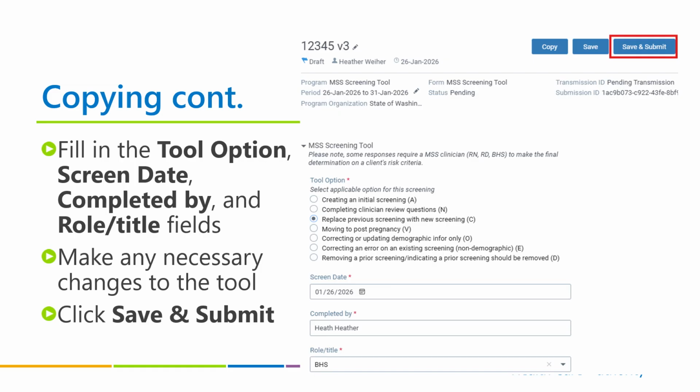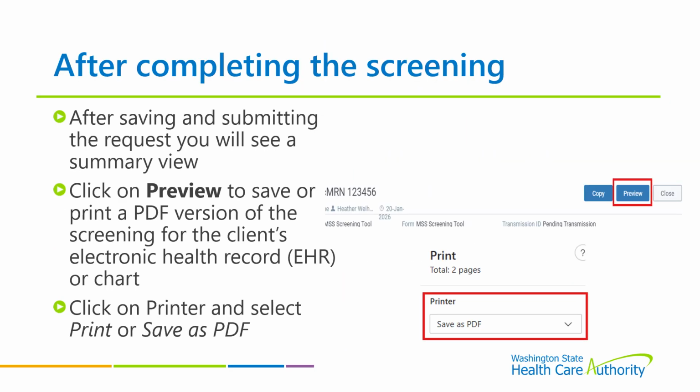Choose the appropriate tool option, enter in the updated screen date, completed by, and role/title fields, and make your updates or changes. Once you have completed your changes to the screening, click Save and Submit. Same as the slide in the initial screening portion of this training, you will need to save or print the screening tool so that it can be uploaded into the client's MSS chart.